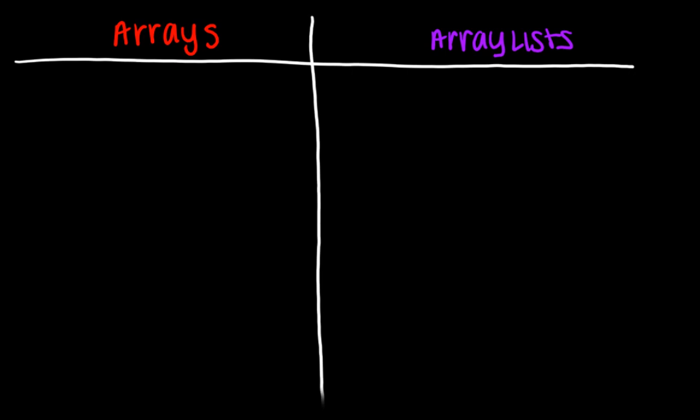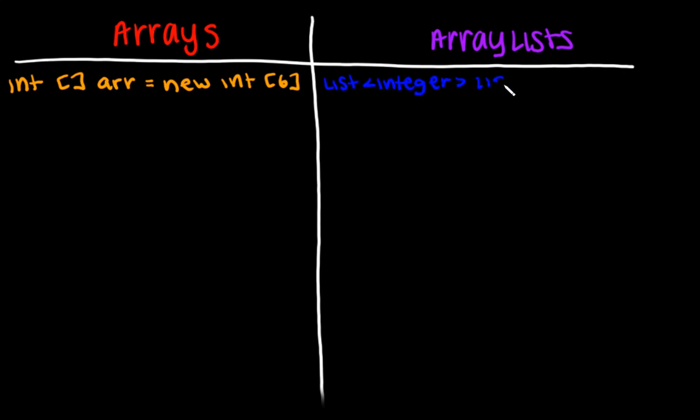Today, I'm going to be talking about the differences between arrays and array lists. To get started, let's first take a look at how both of them are declared. Arrays, you declare them in Java like so, while in array lists, you declare them a little bit differently. So I'm just going to compare how both of them are declared.